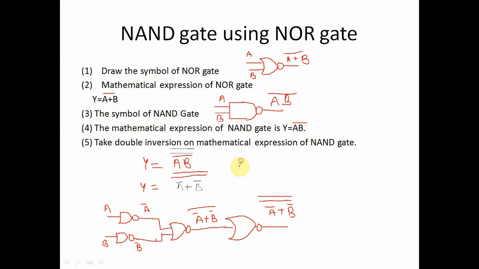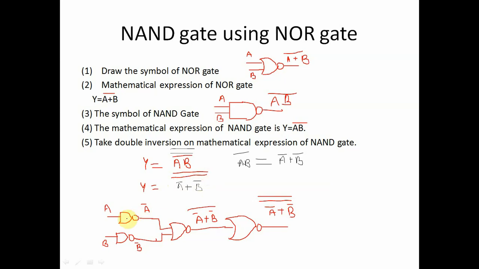So (AB) bar is nothing but A bar plus B bar. This outer bar is taken as it is, and this (AB) bar is converted into A bar plus B bar. Here, how many complements are present? Bars are present. This one is the first bar, this one is the second bar, this one is the third bar, this one is the fourth bar.